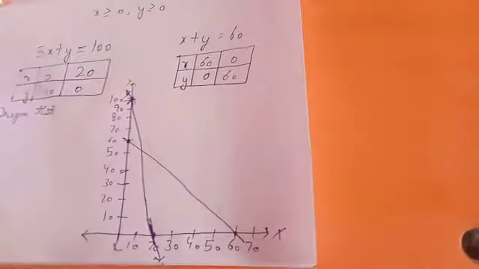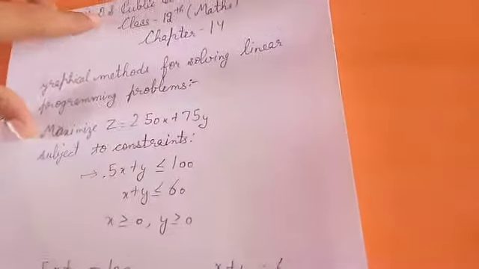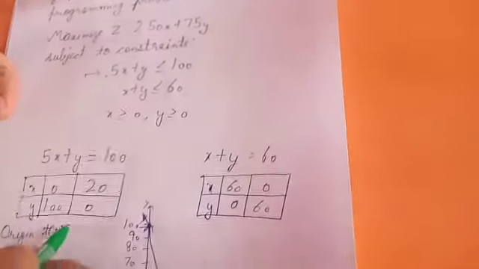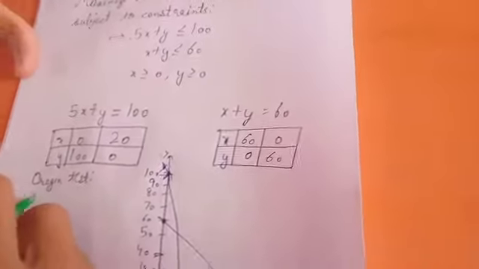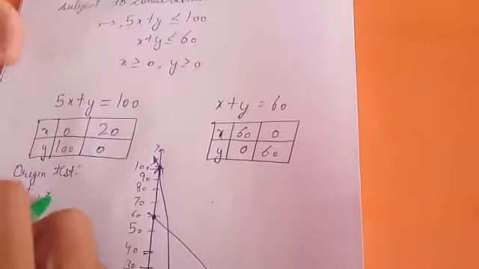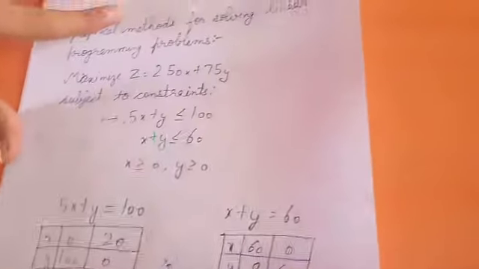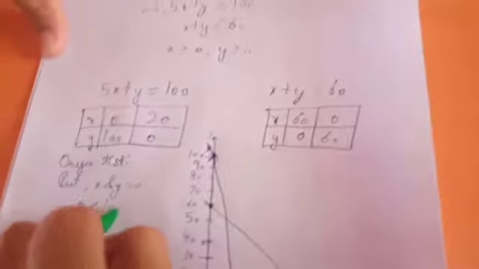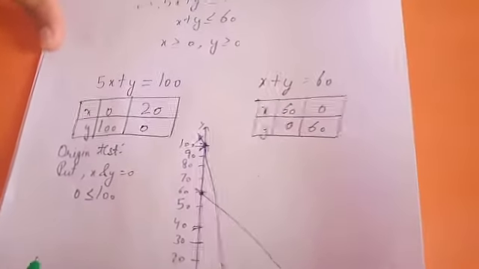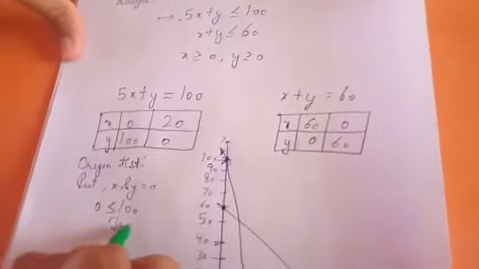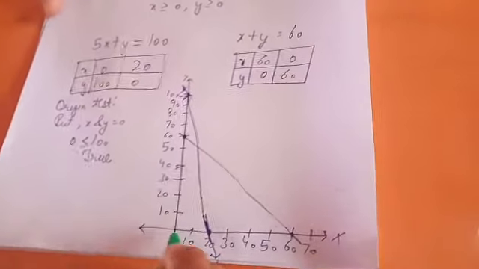Okay, origin test we will do on the actual equation we had. In the origin test, we have to put x and y equal to 0. If we put x and y equal to 0, what we will get? 0, that is less than or equal to 100. Is it true? Yes, it is true. If it is true, then where is 0, 0? 0, 0 is here.